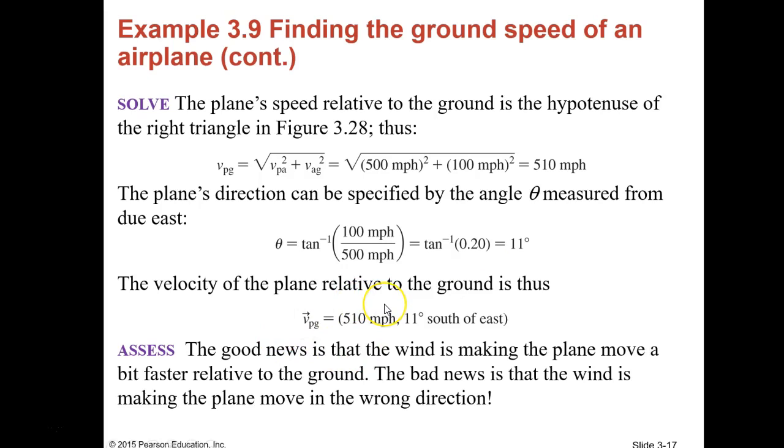So the velocity of the plane relative to the ground now, instead of 500 miles per hour due east, is 510 miles an hour at an angle of 11 degrees south of east. So 0 degrees south of east is due east, and it actually drops 11 degrees south.